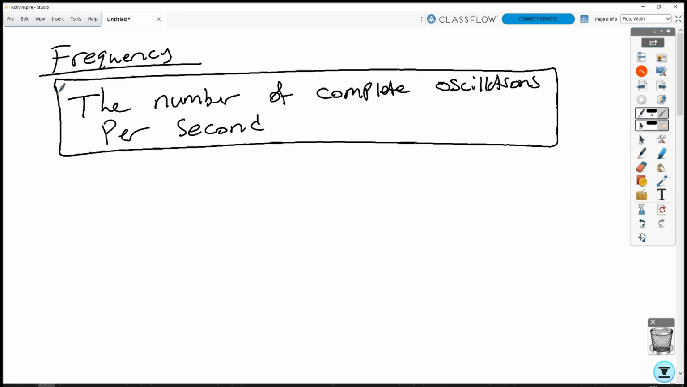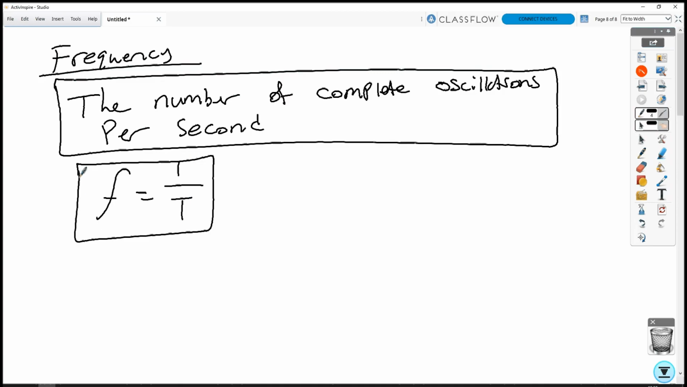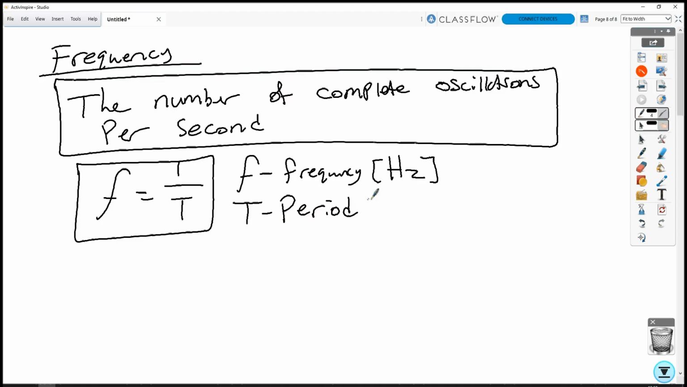It's related to the time period by the equation f equals 1 over T. And frequency has units hertz or per second, but we prefer the units hertz. And the time period has units seconds.